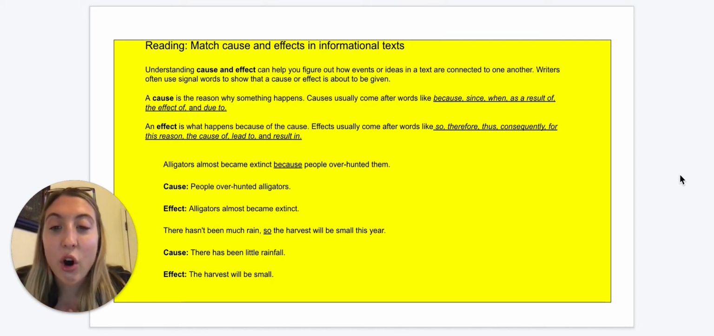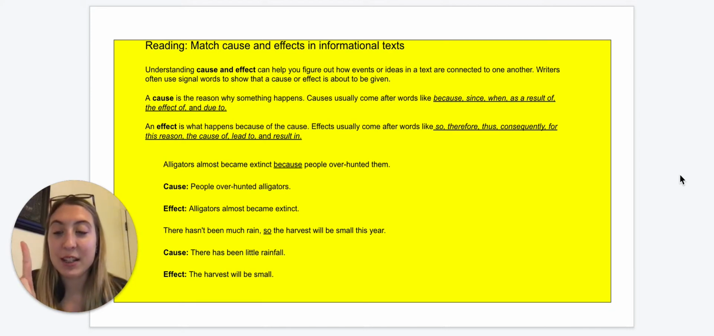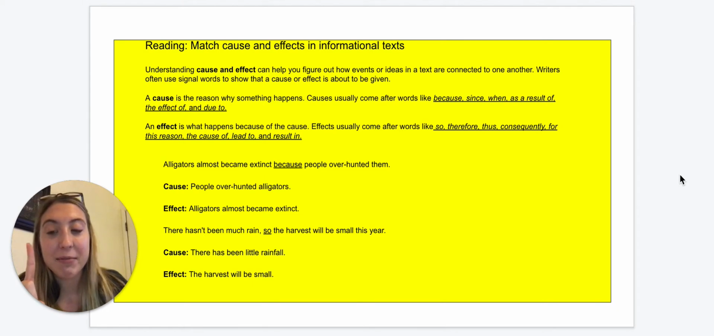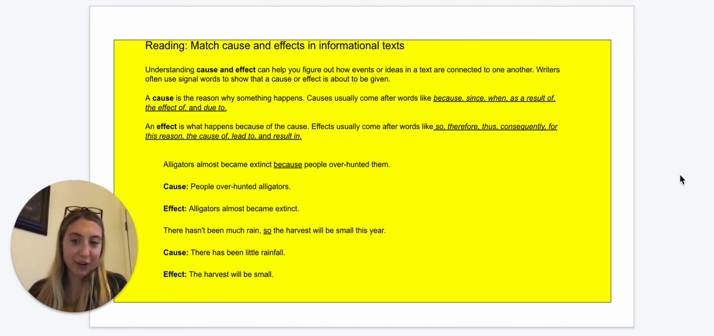So, alligators almost became extinct because people overhunted them. The cause is people were overhunting alligators. They just kept hunting alligators for their skin and for their meat. And then because people overhunted them, they almost became extinct. So the first thing is people were just killing the alligators and hunting them. And then because they were doing it so much, the second thing is the alligators became extinct.